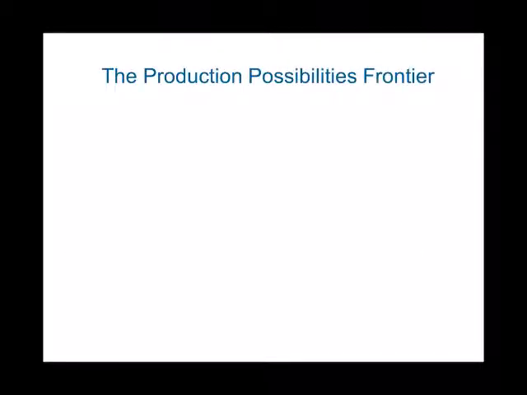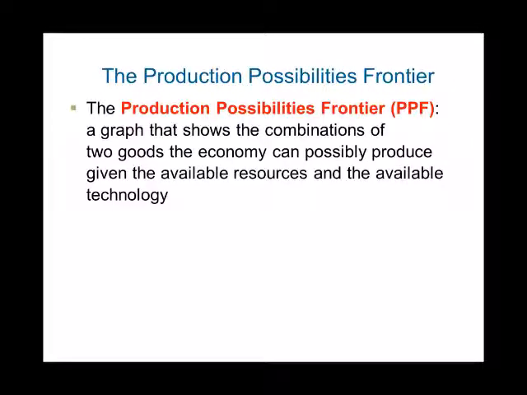So one such model that we are going to learn today is the production possibilities frontier. The production possibilities frontier is a graph that shows how two products are produced in an economy. So let's say a country or a society or a region can only produce two products, and the region has a certain number of resources available and a certain amount of technology available.